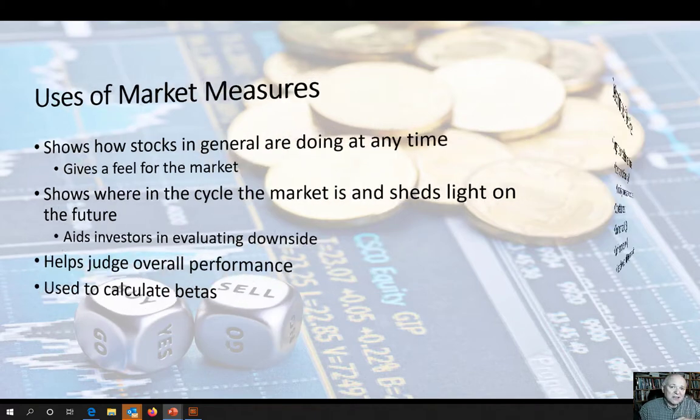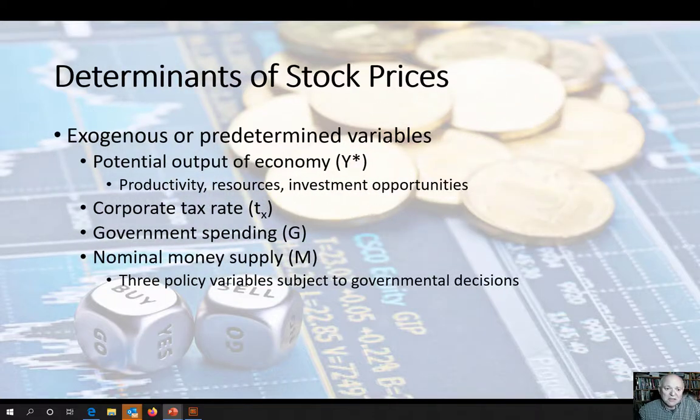Now, to understand the effects of the economy, we need to take a look at things that are exogenous and endogenous. Exogenous means that they come from outside of the stock market, things that are going to be external factors. They include things like the potential for production in the economy. What is the total economic capacity of our market?